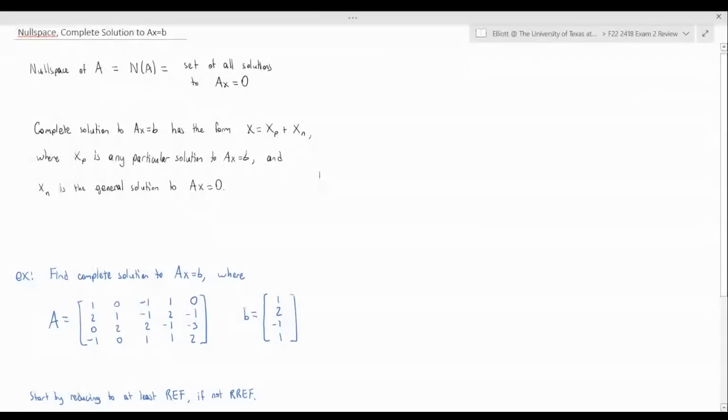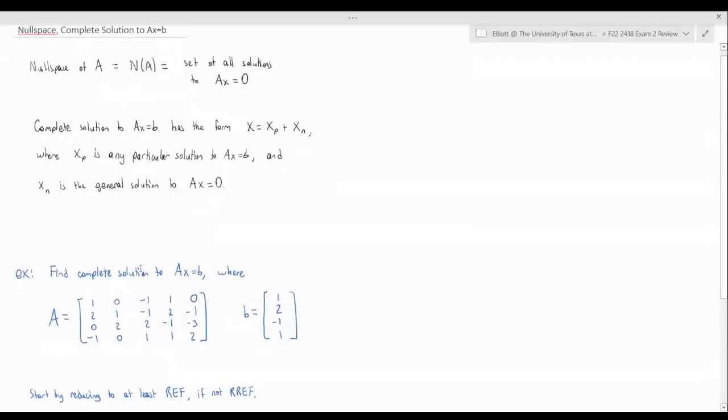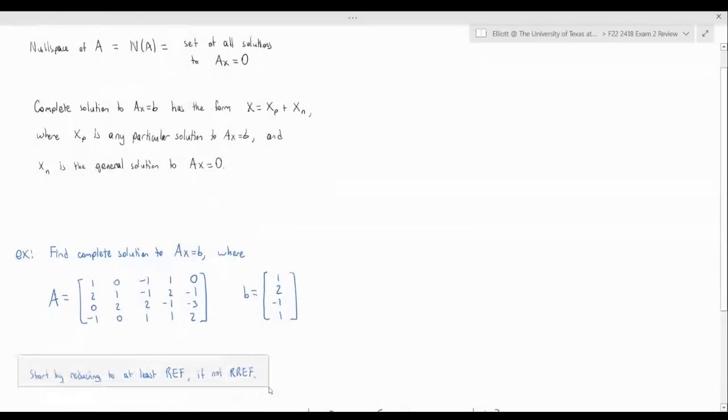And if you were asked to find the complete solution to an equation Ax equals b, what you want to do is start by reducing to row echelon form at least. Personally, I tend to reduce to reduced row echelon form for these types of problems, just because I prefer it that way, but it's not necessary. Just reducing to row echelon form is fine as well.